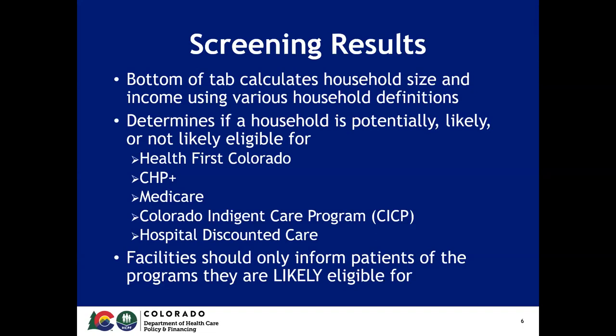Facilities should only be informing patients of the programs that they are likely or potentially eligible for. We don't want anybody telling somebody that they are not likely eligible for something, because we don't want to discourage them from applying if they feel like they want to. Also, this is a very preliminary screening. It does not have all of the official screening questions, so it's very likely that some of these are not going to be correct for everybody. So we're only informing them of the things that we believe they are likely or potentially eligible for.